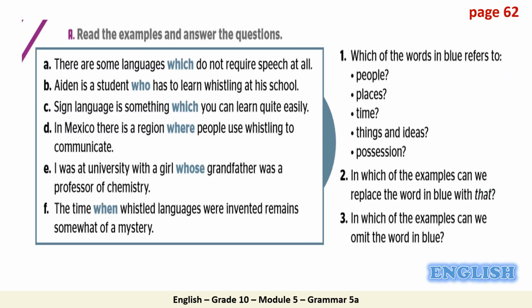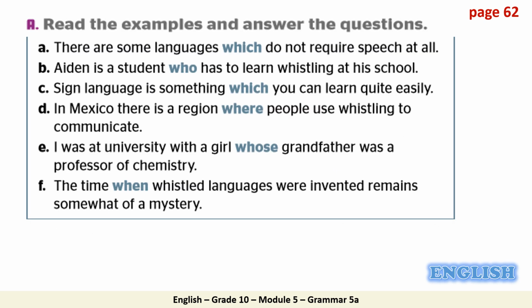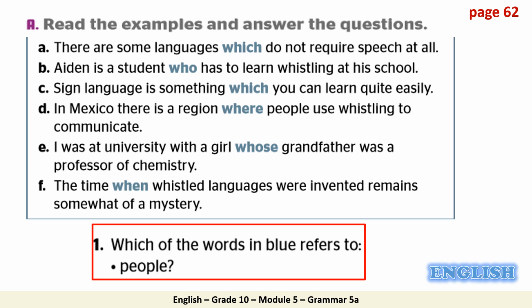We will begin working on exercise A, page 62. So I want you all to pay attention and open your books. Now, read the examples and answer the question. First of all, which of the words in blue refers to people? Pause and think. And the answer is who. It refers to a student. A student is a person.